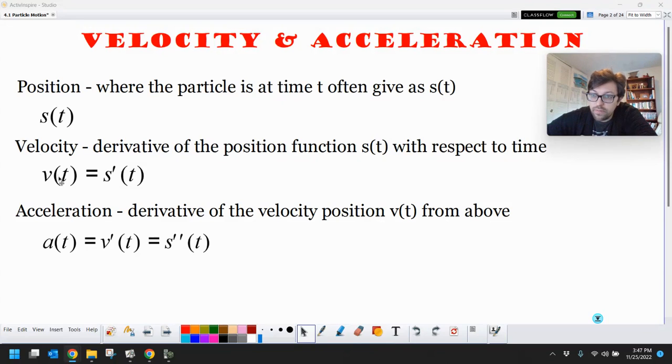If we take the derivative of that, that is telling us where it is with respect to time. So as time changes, where is it ending up? That is what velocity is. As time changes, where do we end up? If we take the derivative of this, this is telling us how quickly that change is moving. So what is the change of the change? That second derivative tells us the acceleration.